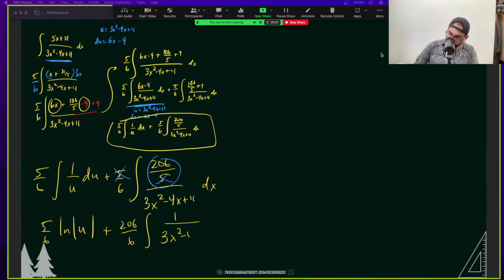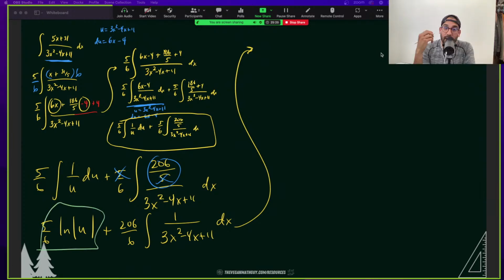And before we even start working on that second integral, let's go ahead and fix that integral that I circled in green, the 5/6 ln of u. So that's going to be 5/6 ln, and remember, our u was 3x squared minus 4x plus 11. And now we have 206 over 6. Does that even simplify? I have 206 over 6. Yes, I'm using a calculator, okay? Sometimes I don't want to think about my fractions.